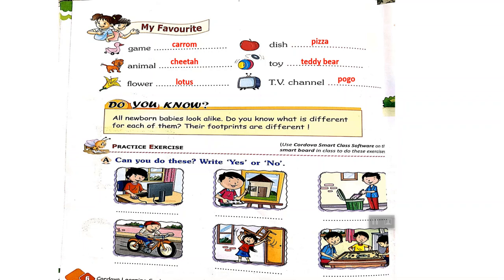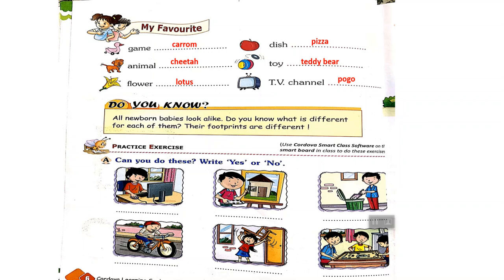Now let's move on and see what is written in this yellow box. Do you know? All new babies look alike. Do you know what is different for each of them? Their footprints are different. So the one major difference in newborn babies is that everybody's footprint is different. So this is a new thing which we have learnt in this lesson.